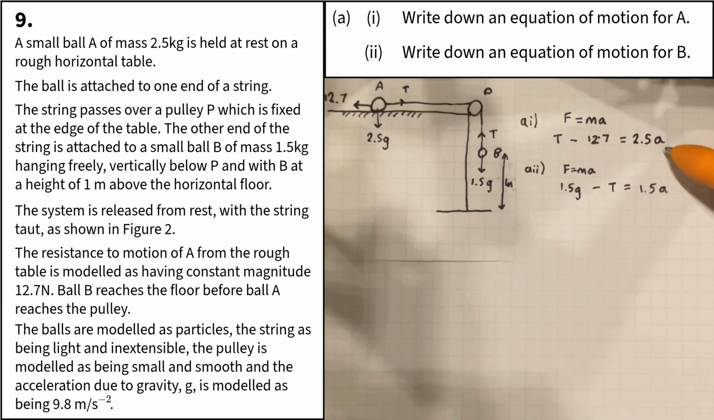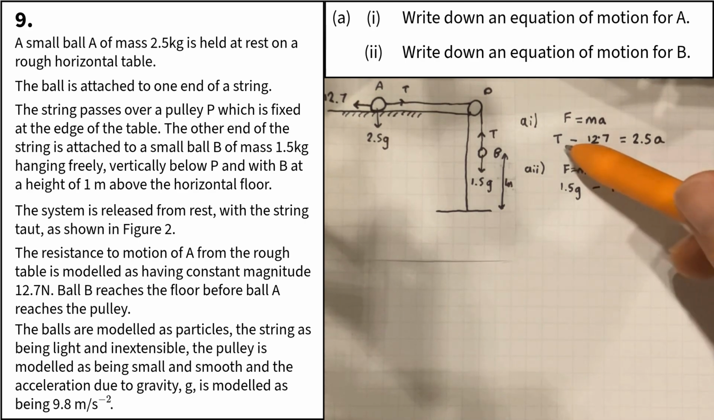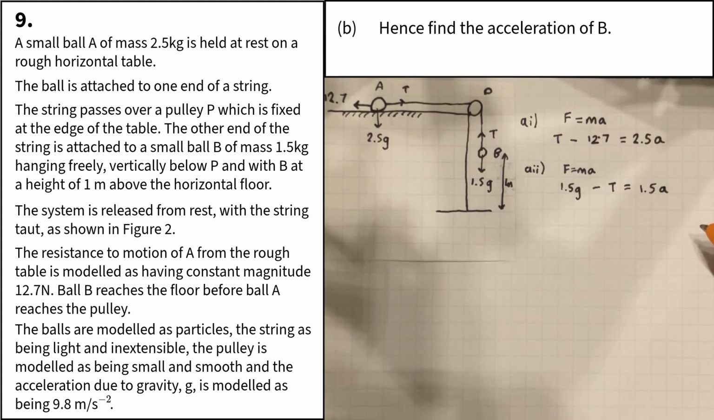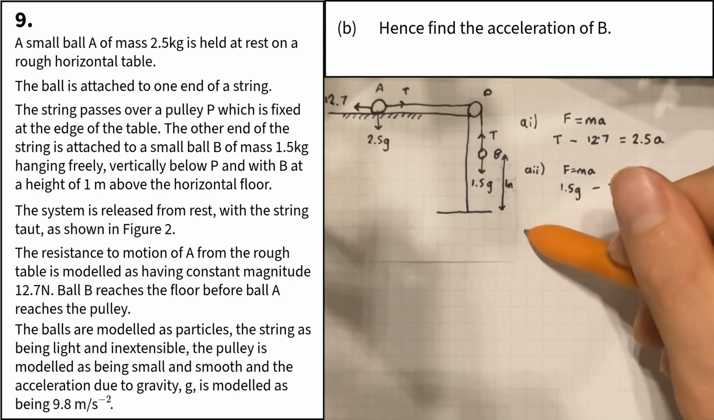Now in the question, it's the word inextensible, which tells us that these two accelerations are the same. And the fact that the pulley is smooth tells us that the tensions are the same. So that's why I've not chosen a different letter.